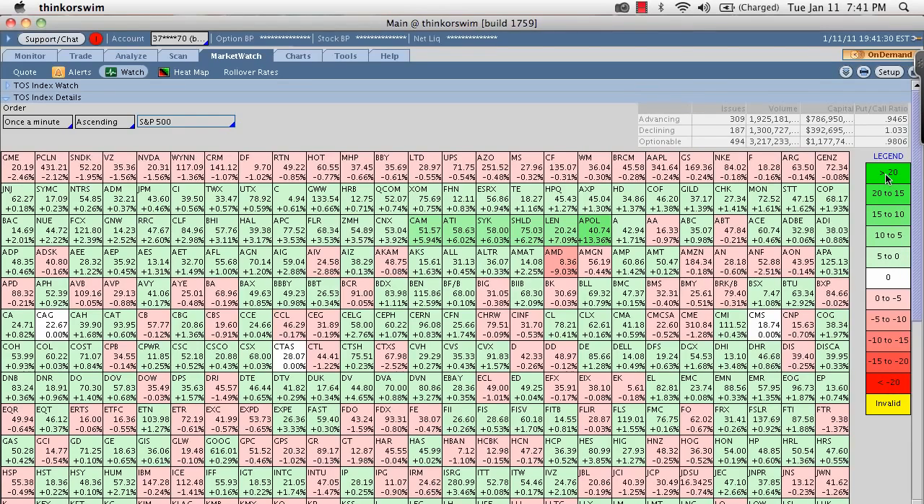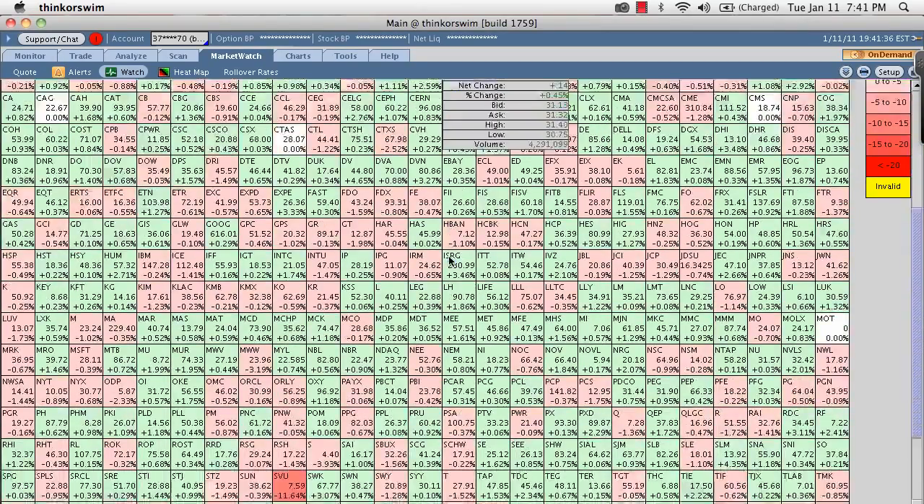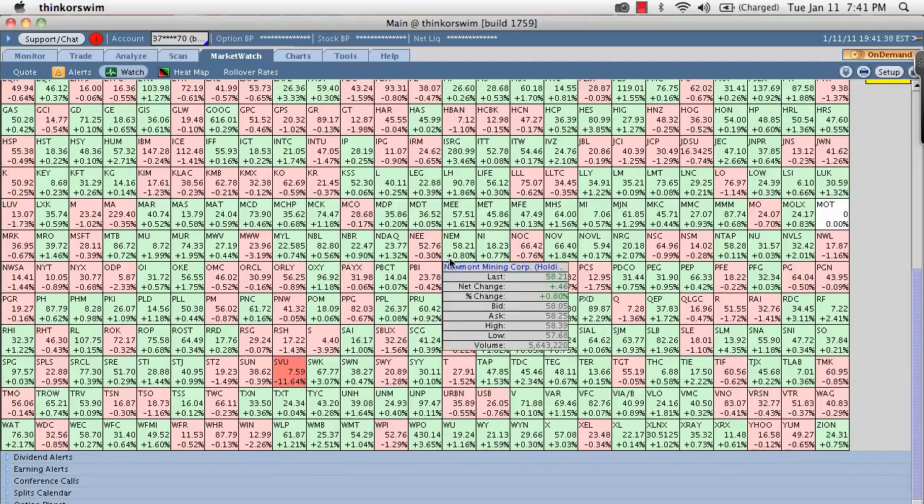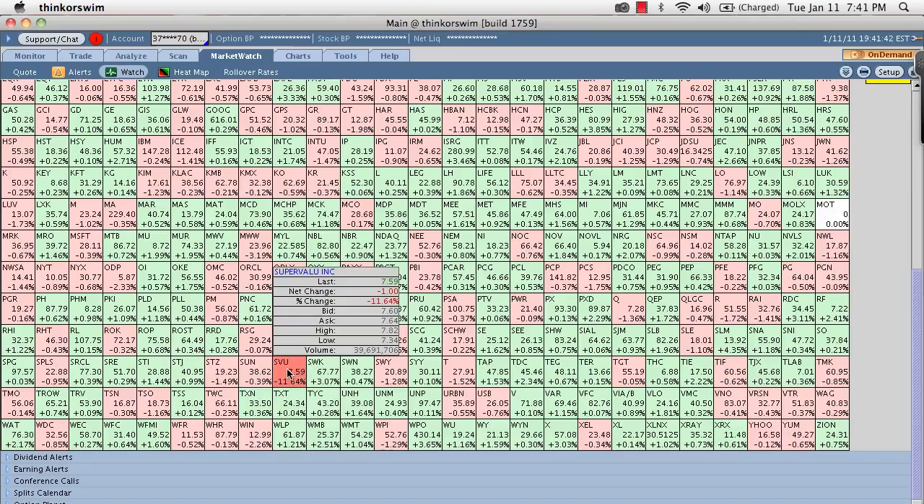Stocks that are up more than 20% are going to be bright green. So you can easily see which stocks have really moved on the day and focus in on these stocks immediately before scanning chart after chart. So here you can see that SVU was down about 11.5% today.